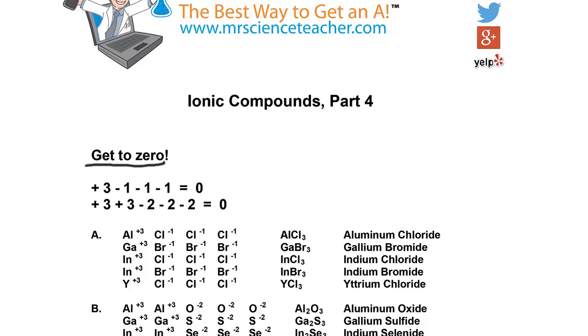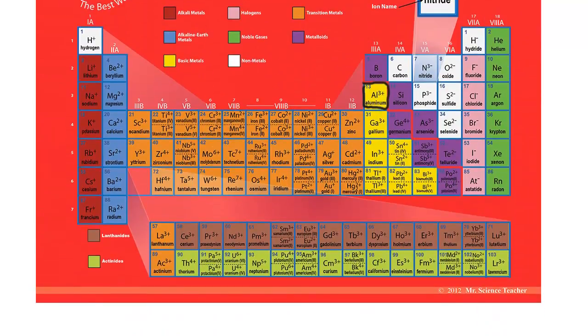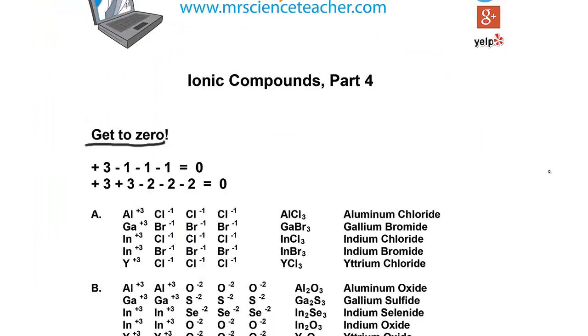Gallium. Gallium is also a plus 3. Go to our periodic table of ions. Gallium plus 3 right there. So instead of aluminum, we write gallium. Gallium bromide. Bromide is a minus 1. And so we have 3 of those. We write those down. There's 1 gallium, 3 bromide. We don't write the subscript 1. It's understood. And so we have GaBr3, gallium bromide.